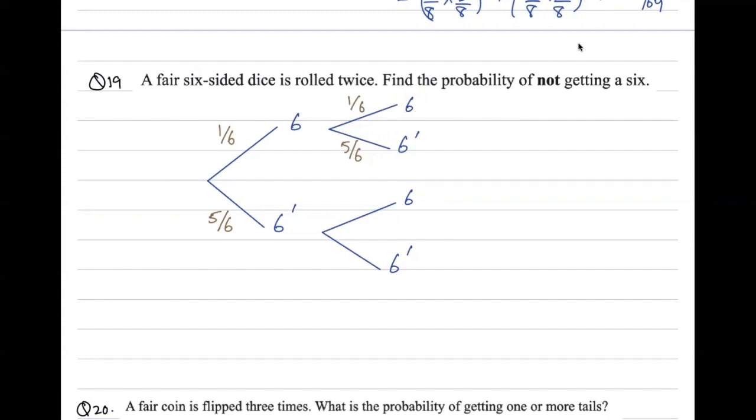Yes. The probability of getting a 6 on the second die is not affected by the probability of not getting a 6 on the first die. It's going to remain the same, 5 upon 6 and 1 upon 6 and 5 upon 6.